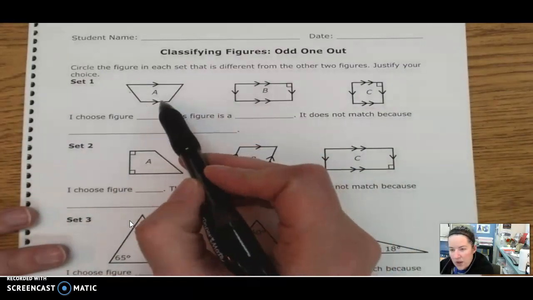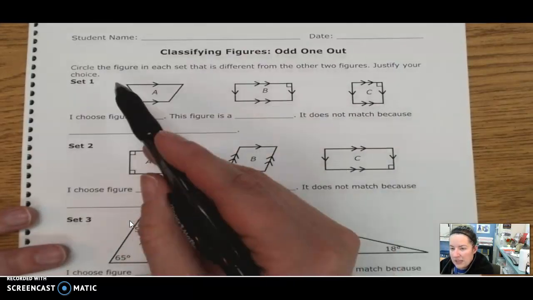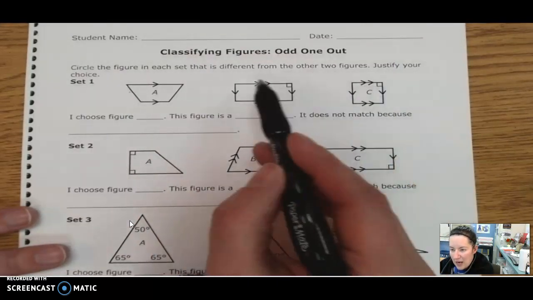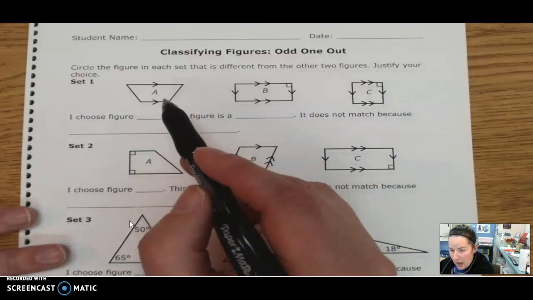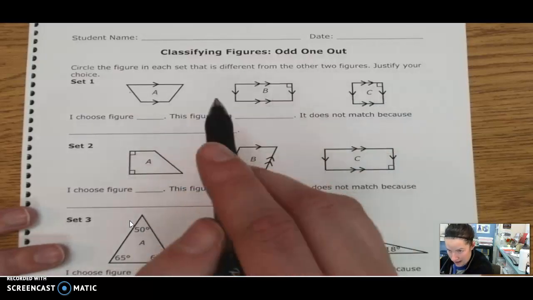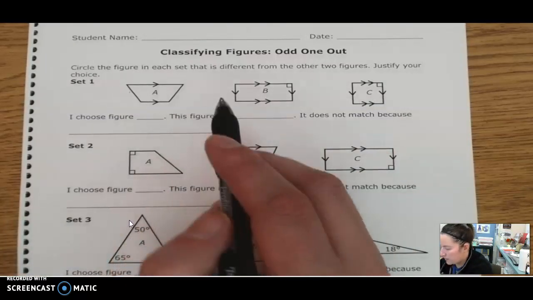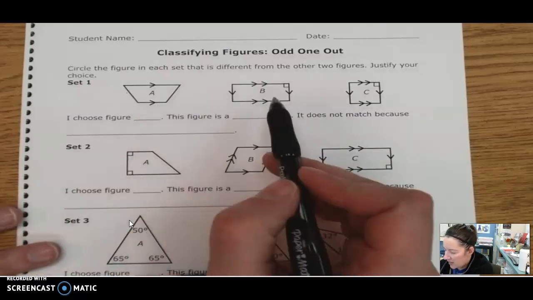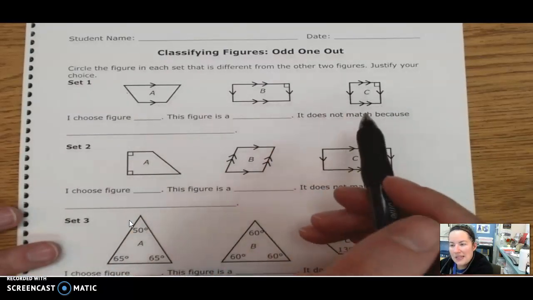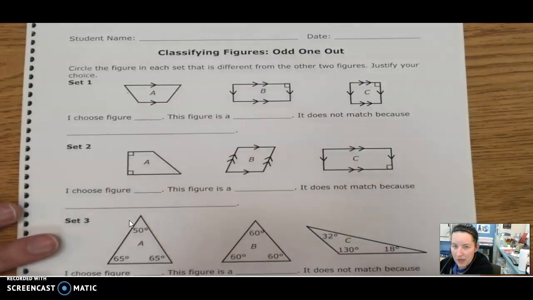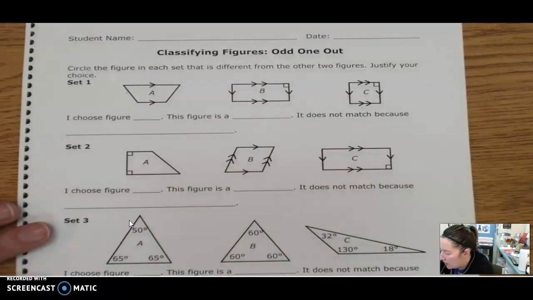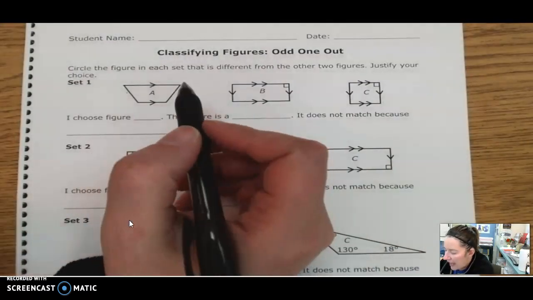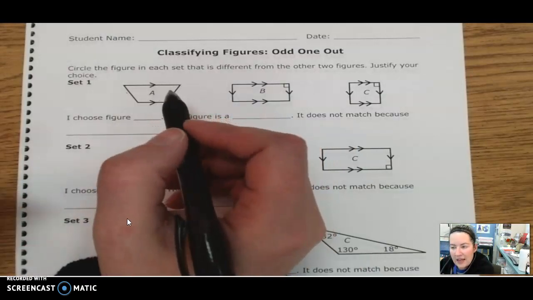So let's look at this one. We have figure A, figure B, and figure C. I want you to look at those, and think about which one you think does not belong right now. Do you think A is the odd one out, B is the odd one out, or C is the odd one out, and why? I'm going to think through it with you. So looking at this, I'm going to look at lines and angles and see what they have in common.